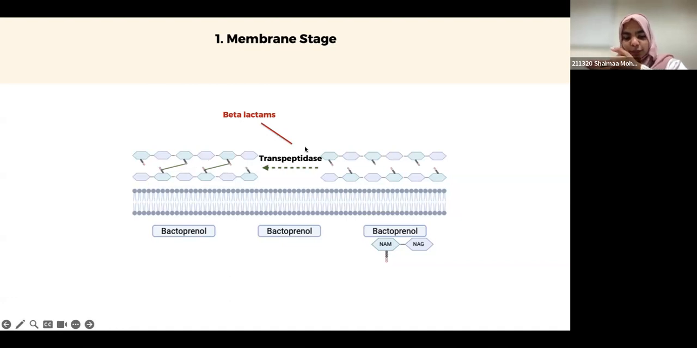And that's why the other name is penicillin binding protein. So they attach to it and inhibit the cross-linking of the cell wall, making it weaker and so on, okay?